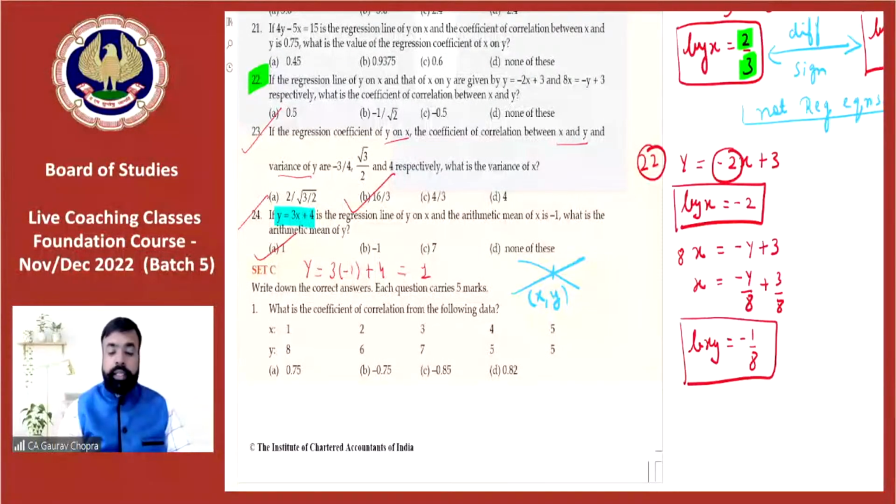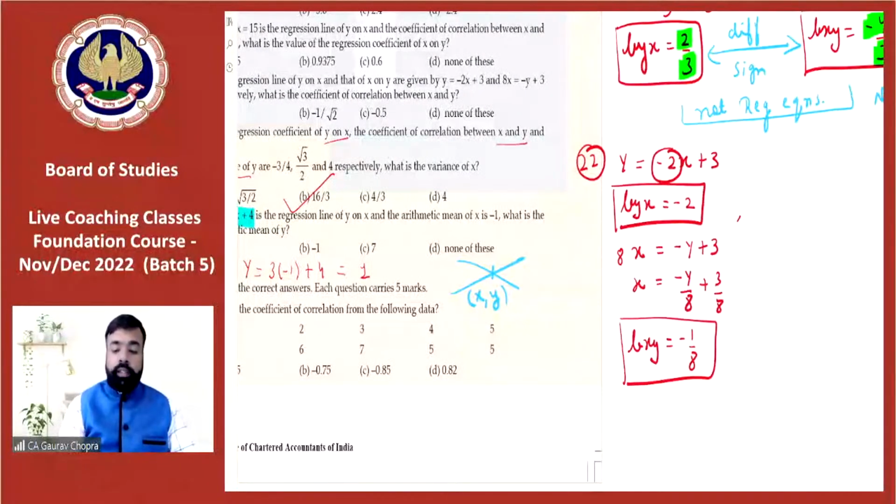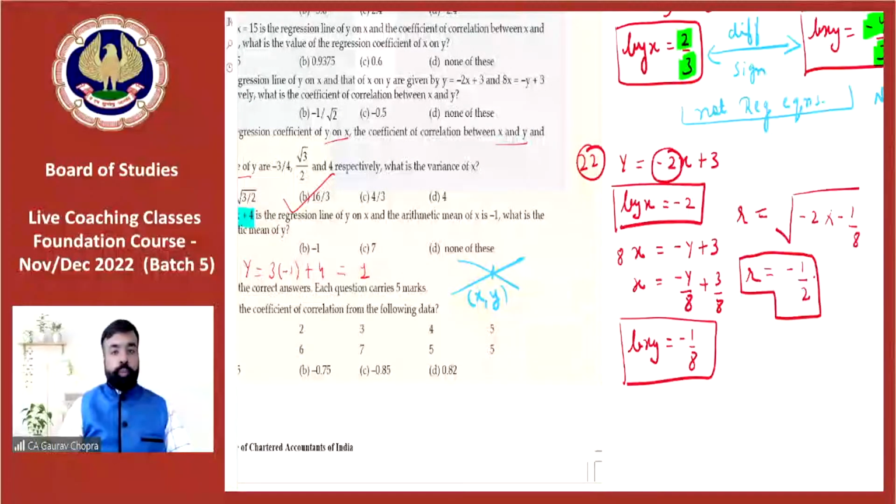Minus 1 by 8. Now it's time to find r, the correlation coefficient. So r is equal to root of minus 2 multiplied by minus 1 by 8. So how much is coming? 1 by 4 inside the root. After the root, it will come negative 1 by 2. So r becomes negative 1 by 2. All right.